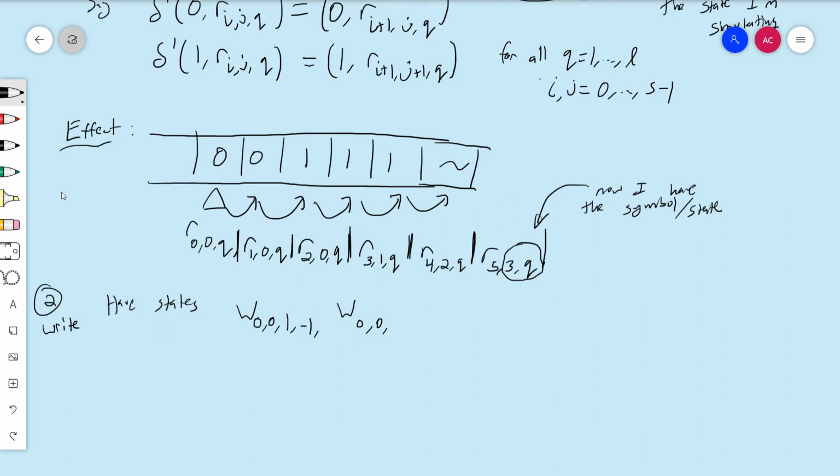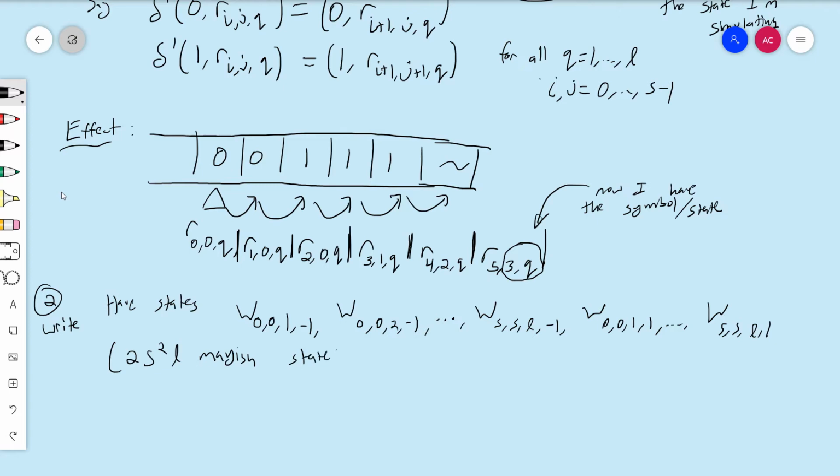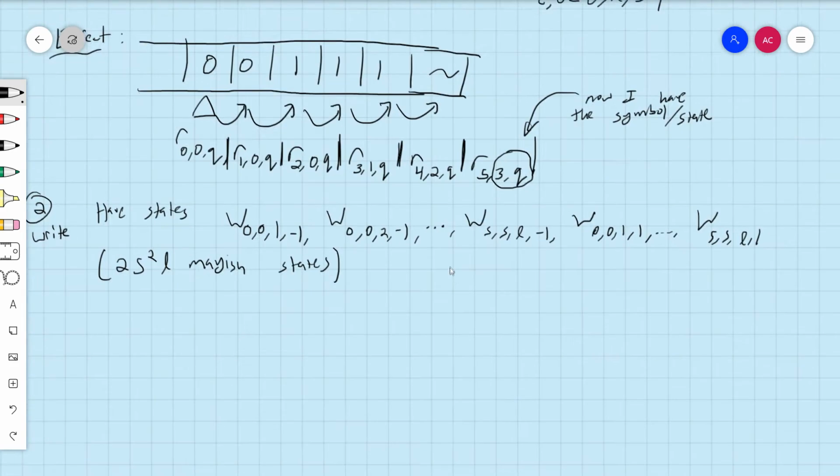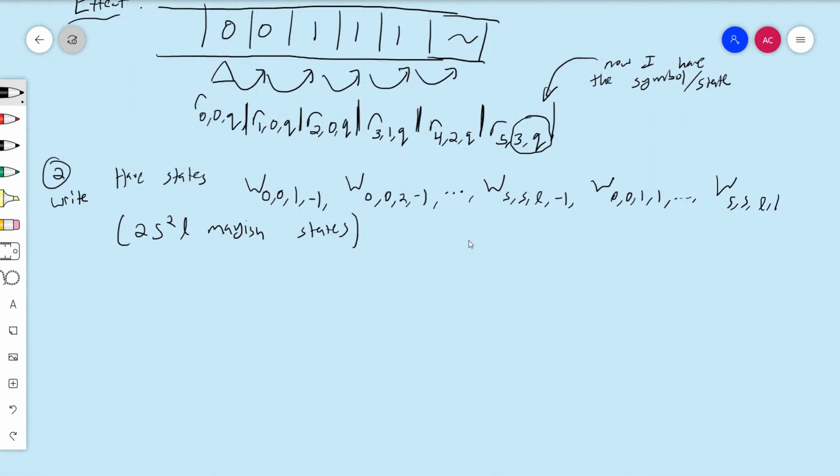So this is going to be the direction. 2, negative 1, dot, dot, dot, W, S, S, L, negative 1, and then it'll start over W, 0, 0, 1, 1, dot, dot, dot, W, S, S, L, 1. So overall, 2 times S squared L many-ish states. I think it's still S plus 1 here, not S. Whatever. It's a bunch of states, but it's dependent on the machine itself. It's not dependent on the input or anything.